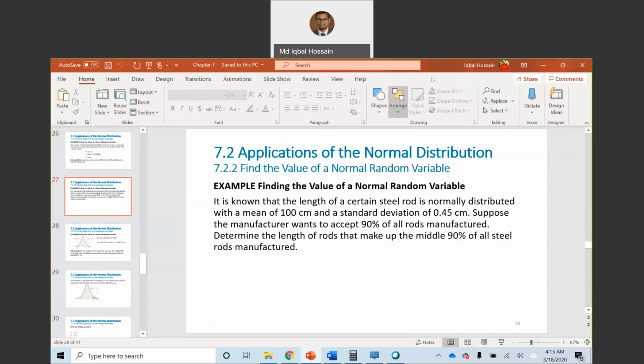Okay, so let's see what this means by saying middle 90%. In a normal curve, the total is 100%, right? The total is 100%. So we will have 5% on each side.